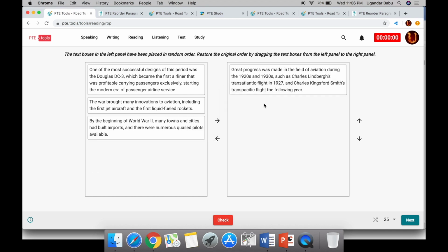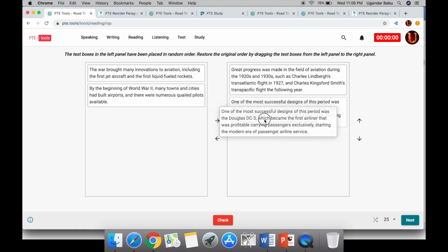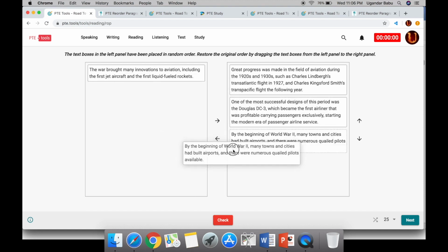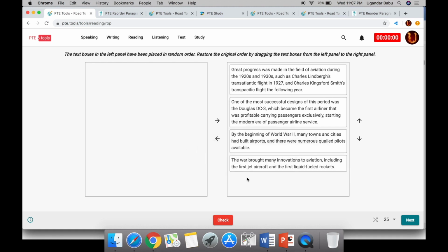Now read it again from the beginning. Great progress was made in the field of aviation during 1920s and 1930s. Here they have mentioned one of the most successful designs of this period. So in this period. So this is the second sentence. The war brought. This cannot be the next one. By the beginning of World War II. This can be the third sentence. And the supporting sentence for this sentence is this one because they have mentioned the war here. So this should be the order.